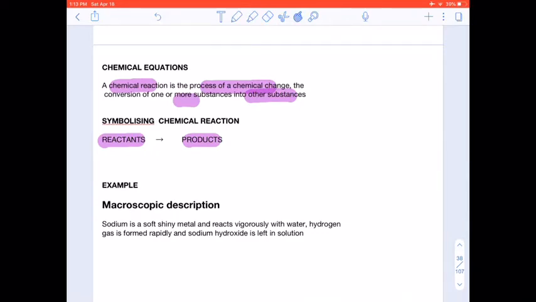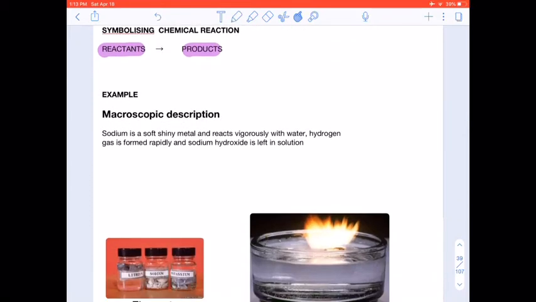If we look at an example here now, let's say we've got sodium. And sodium is a shiny metal. Right. If we take sodium and we drop it in water, we find that there is a vigorous reaction with water, and then what happens? Hydrogen gas is formed, and also we get sodium hydroxide left in solution.